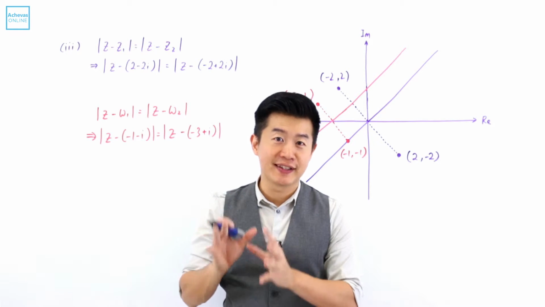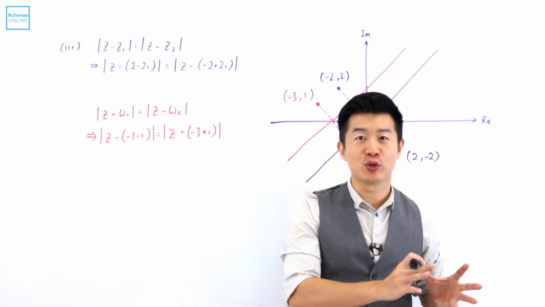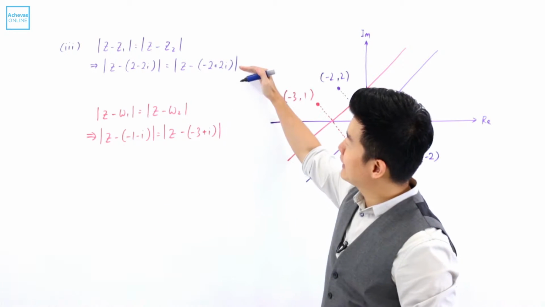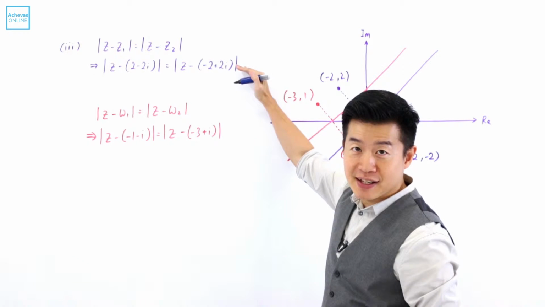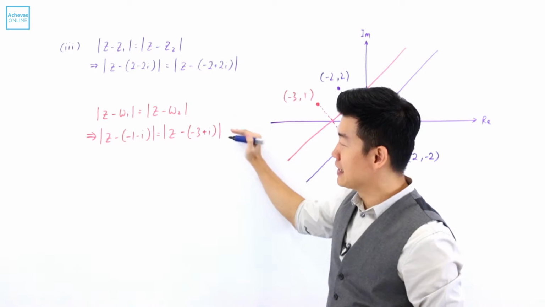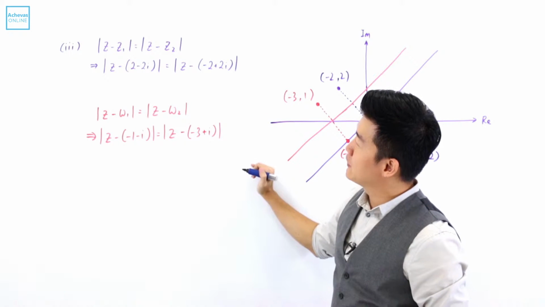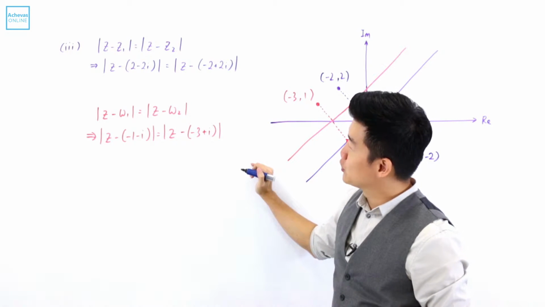Substituting Z1 and Z2, W1 and W2 into the equations that we have for this part of the question, we're going to get these two equations. And this is going to be a perpendicular bisector. This will also be a perpendicular bisector. Let's take a look at this first. It is probably the easier one to draw.